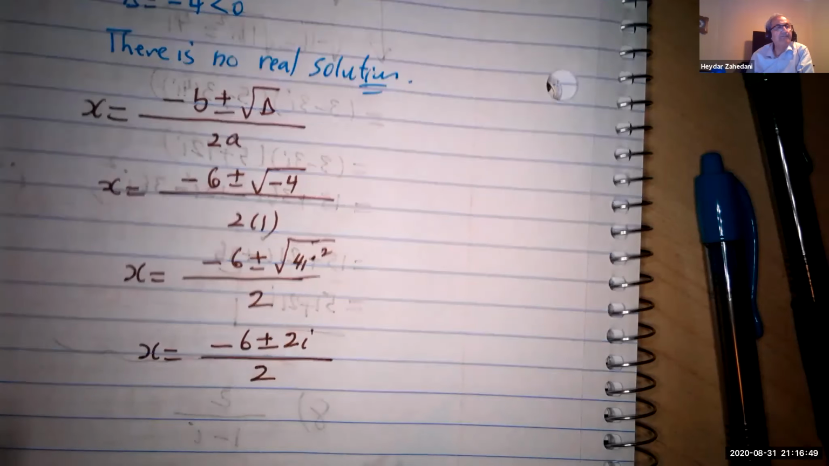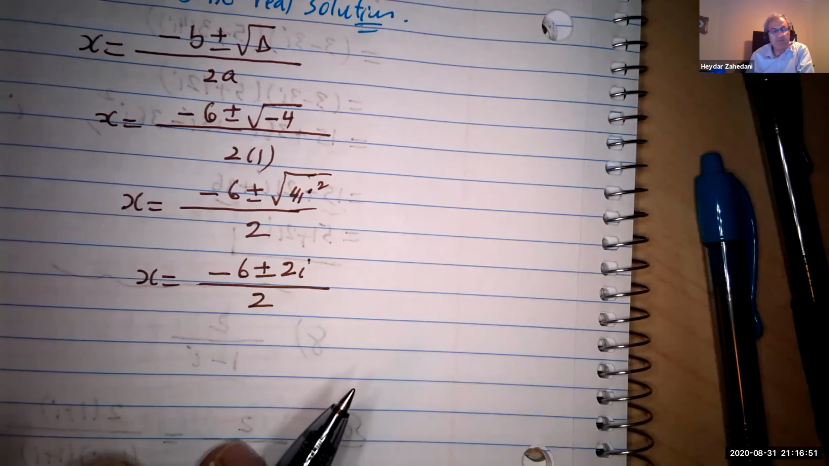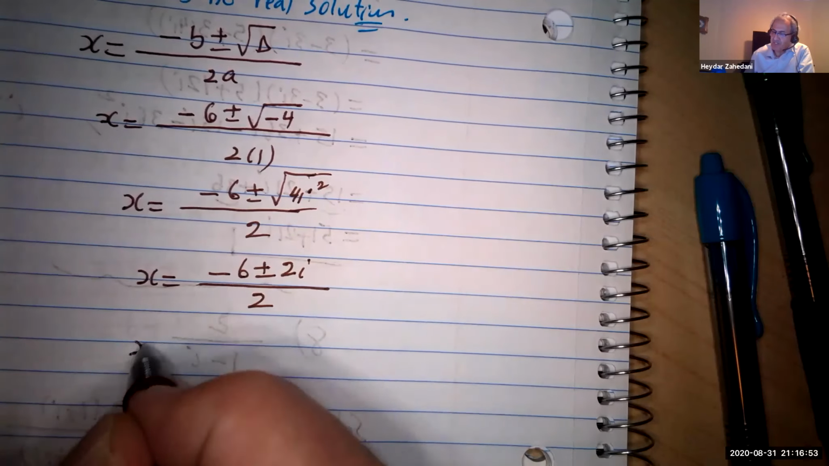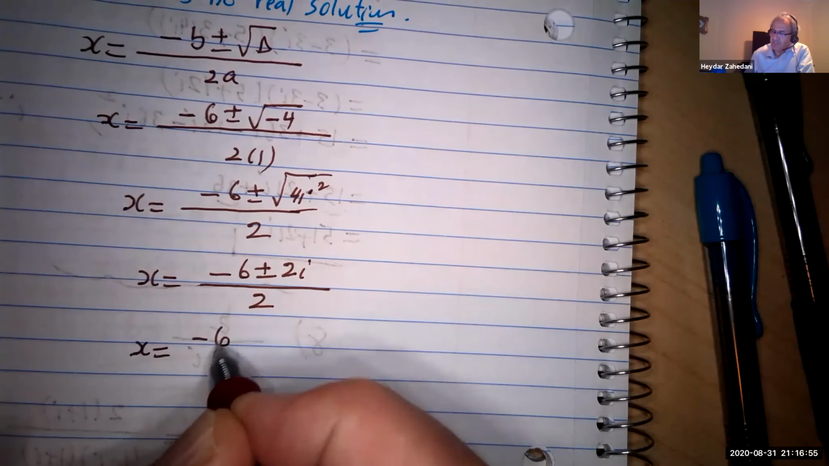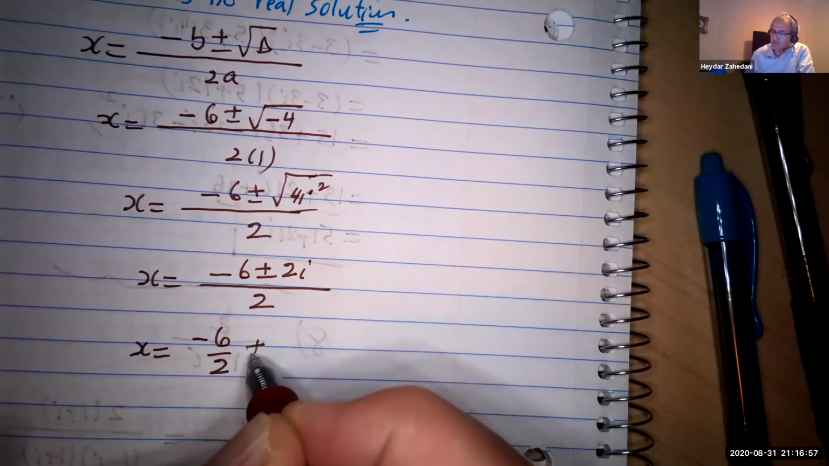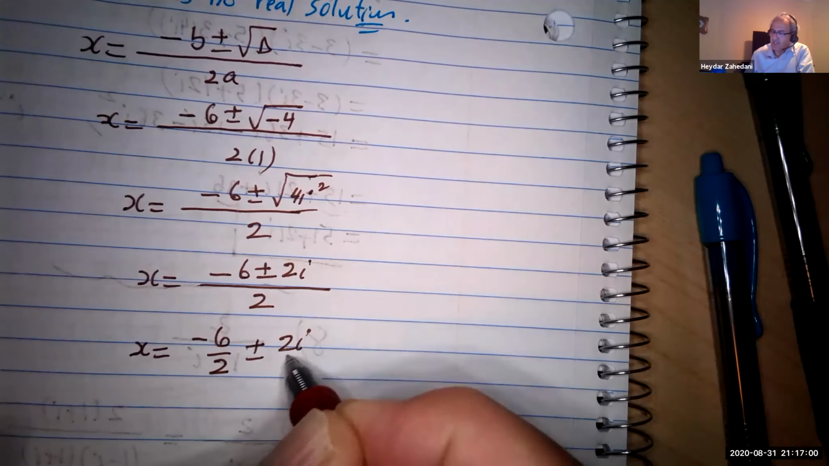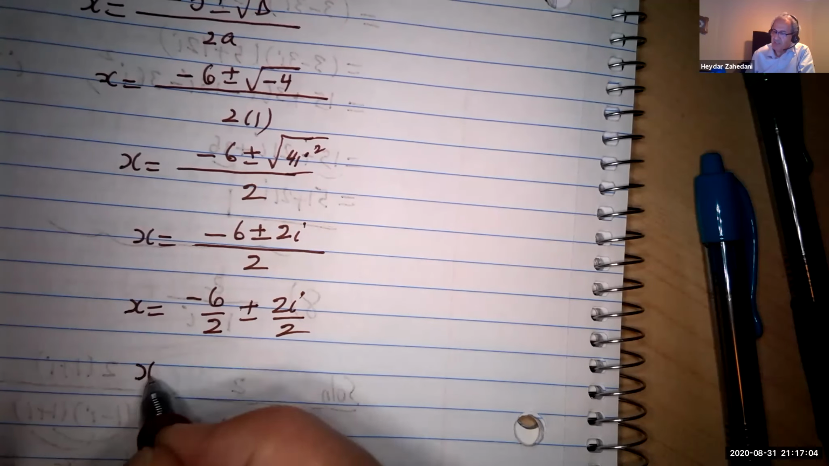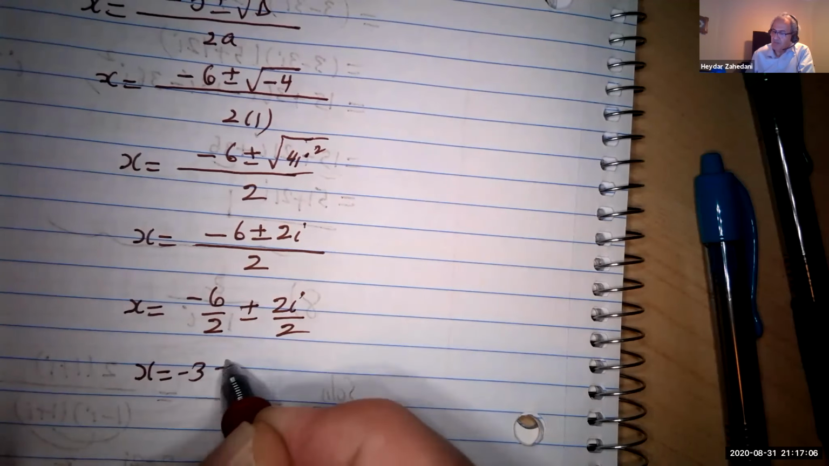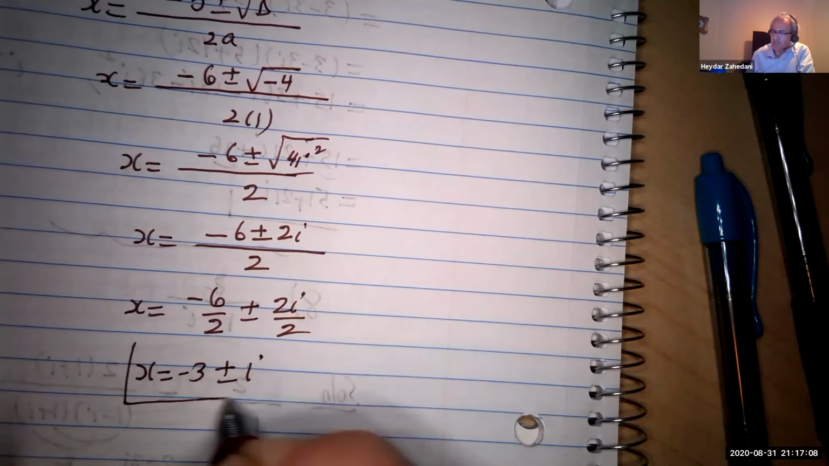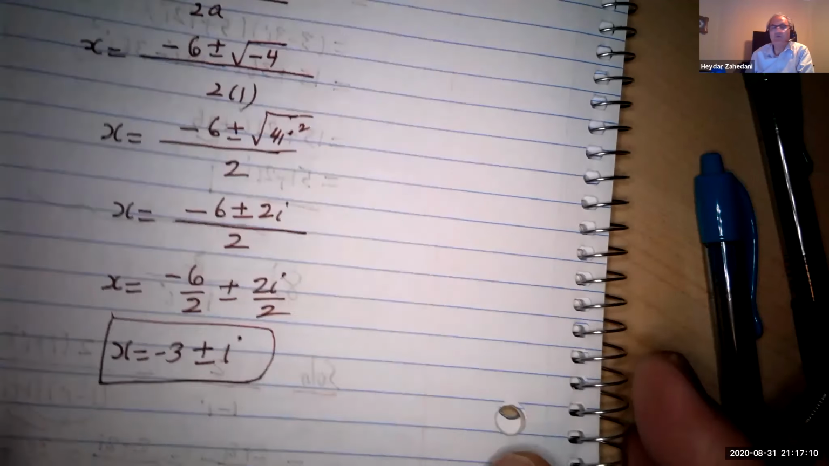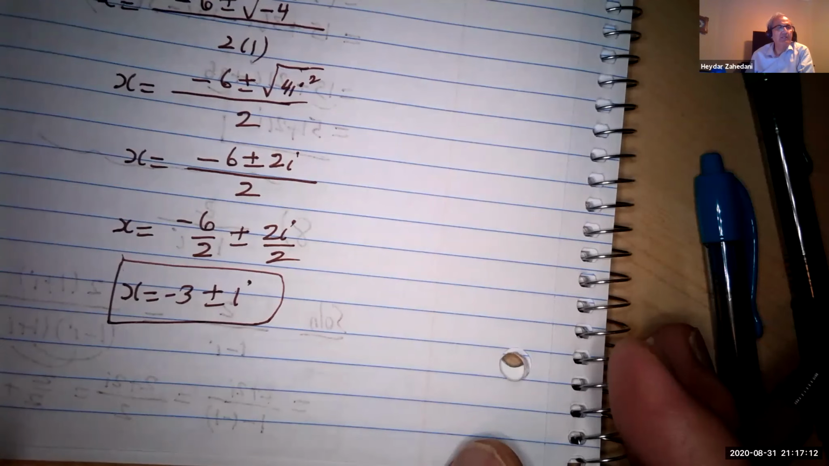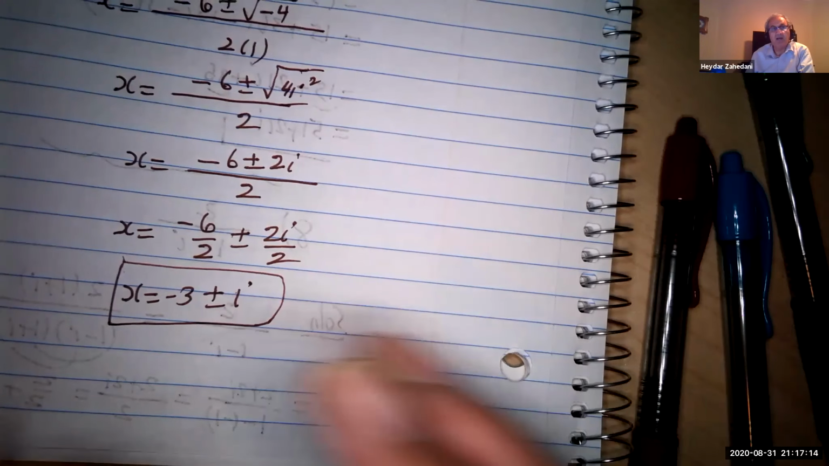So divide by 2 to simplify it. It's going to be x equal to negative 6 divided by 2 plus or minus 2i divided by 2. So we simplify it. X would be negative 3 plus or minus i. So your equation got two solutions, negative 3 plus or minus i.